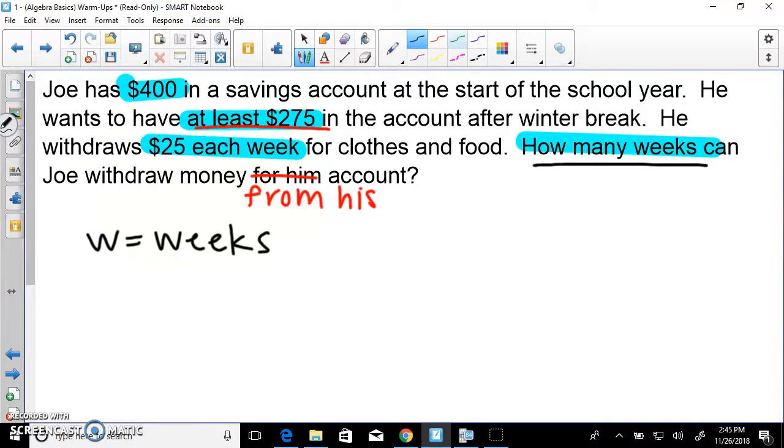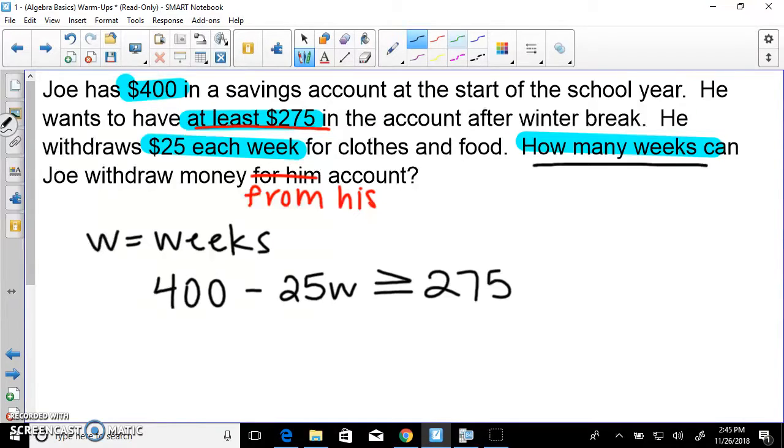And he's starting with an amount. He starts with $400 that he saved up. He's going to take money out every week, and he's going to take out $25 per week. All right, and we want him to have at least $275 in the account. So that means at least. So 275 is the minimum amount that could be in there. It's going to be either equal to that or greater than that. So we've got our inequality set up right there.